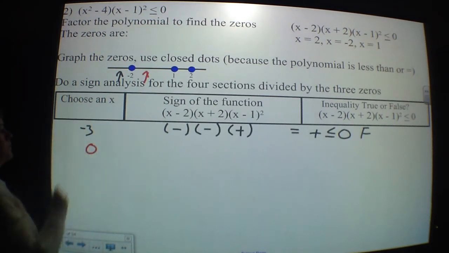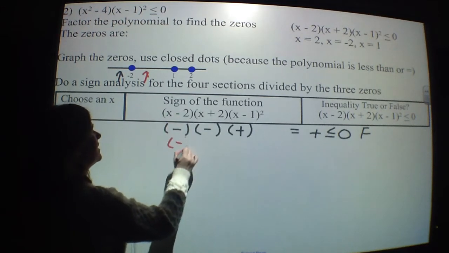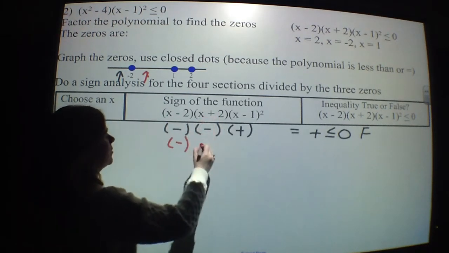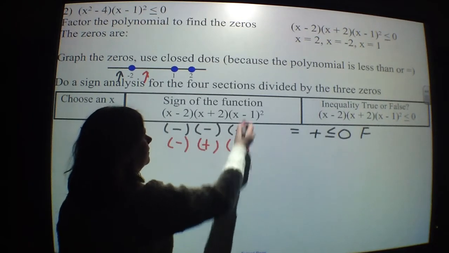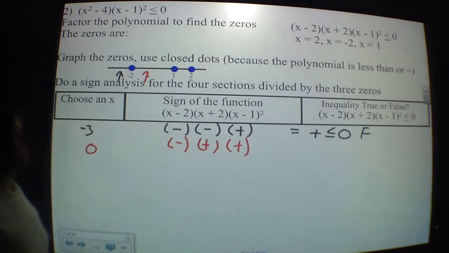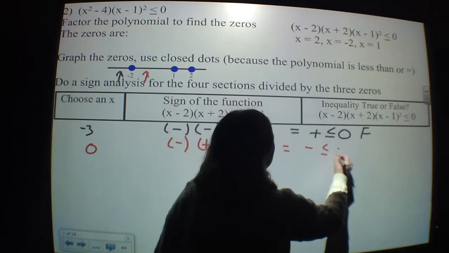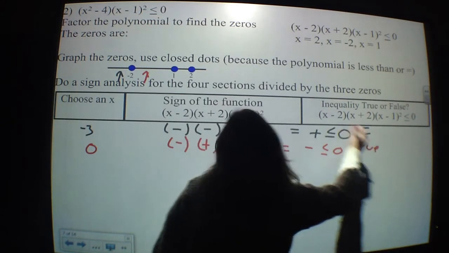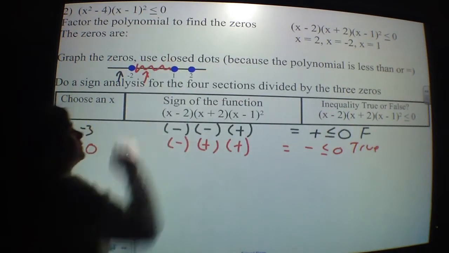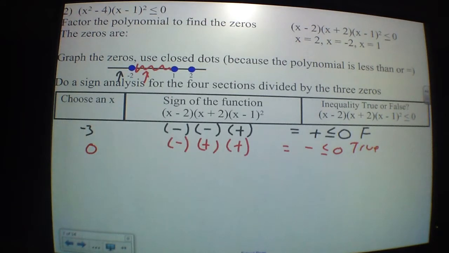Now I'm going to pick something in between negative 2 and 1. Let's say 0. So when I plug in 0, I have a negative. When I plug in 0 here, I have a positive. And this is always positive because I'm squaring it. So that is equal to a negative. And that's true. Okay? So a negative is less than or equal to 0.